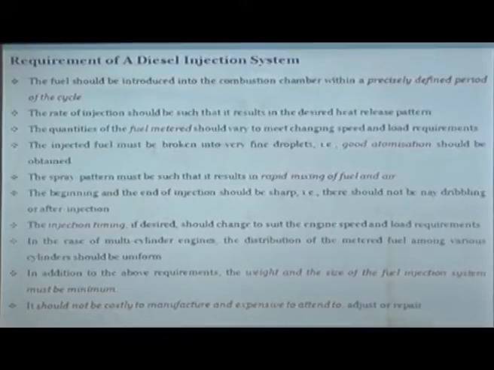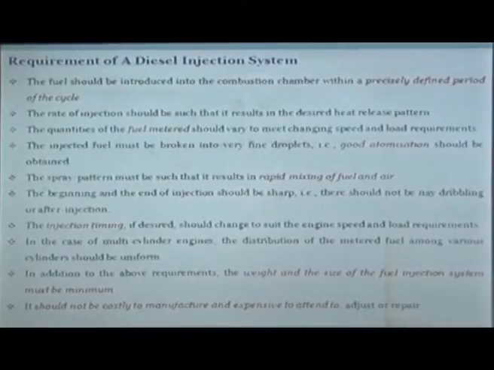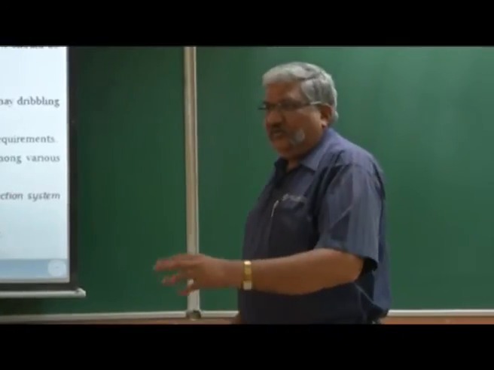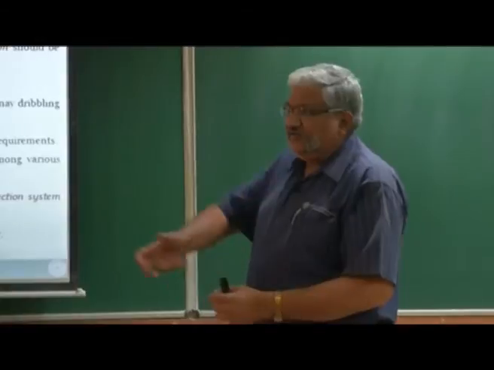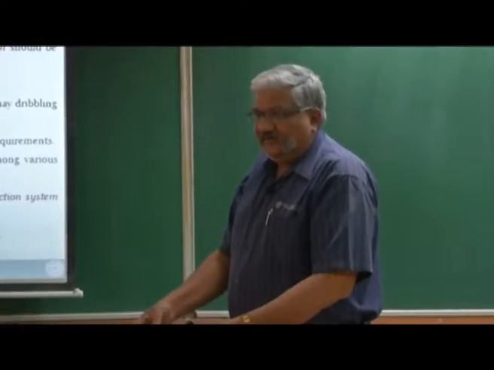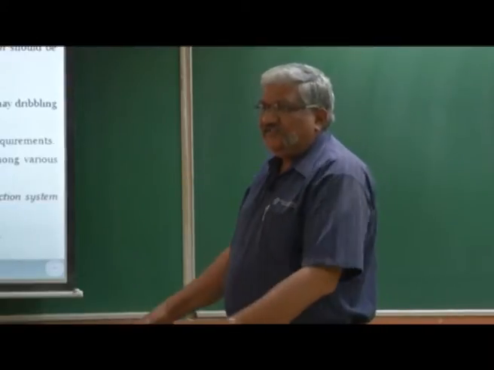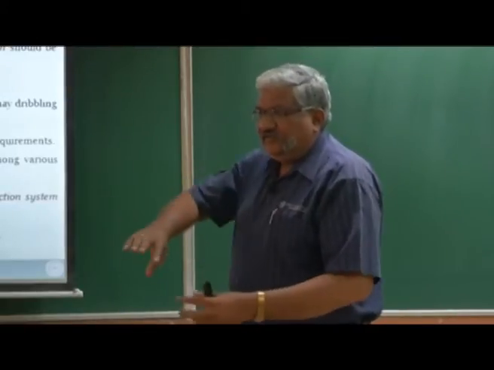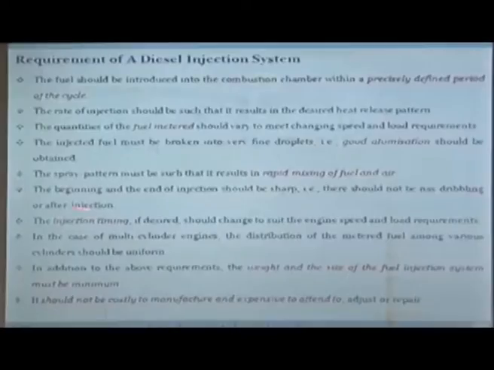If you don't cut, then what will happen? The large droplets will keep dribbling. You must have seen a tap. If you open it slowly, there will be a large puddle coming out. If you open it quickly, there will be a spray coming out. So you have to make sure that there is no puddling; this puddling is called dribbling or after-injection.